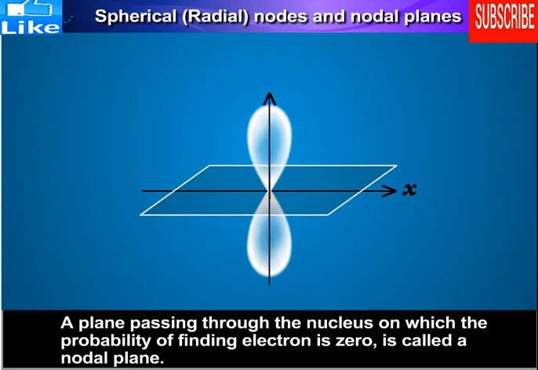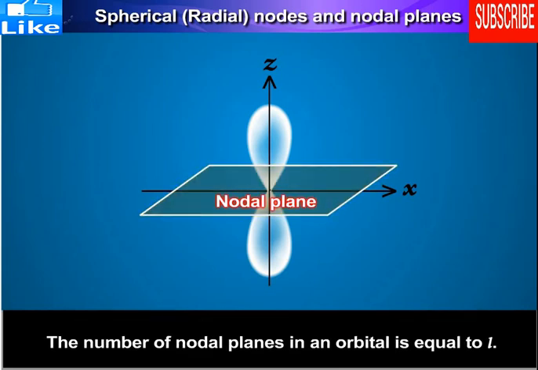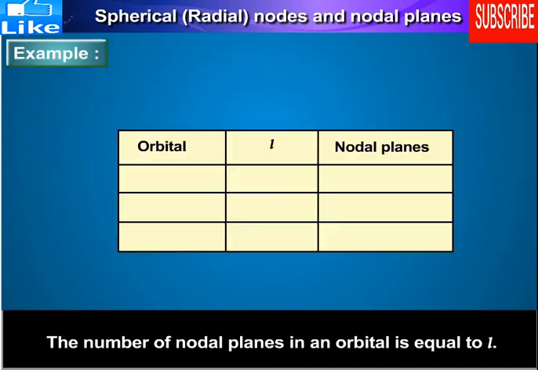A plane passing through the nucleus on which the probability of finding electron is 0, is called a nodal plane. The number of nodal planes in an orbital is equal to l. For example, s-orbital, where l is equal to 0, has no nodal plane. P orbital, where l is equal to 1, has 1 nodal plane. D orbital, where l is equal to 2, has 2 nodal planes.